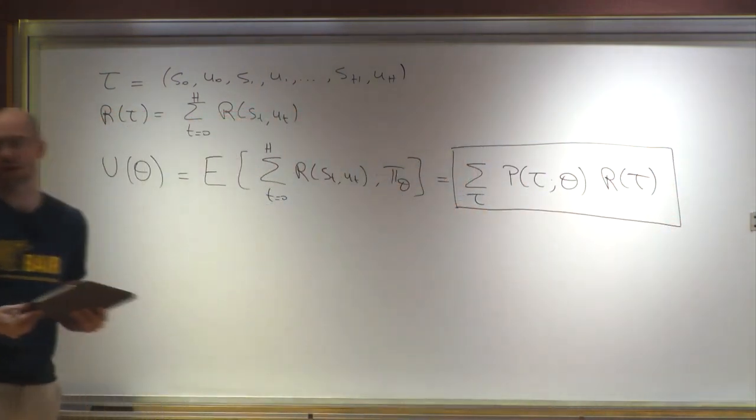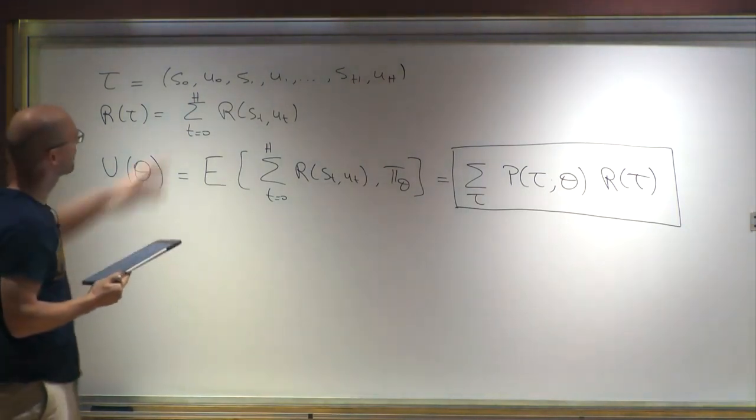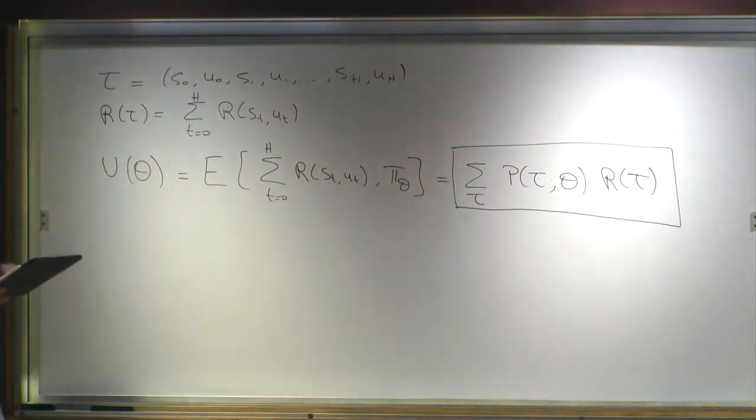Now, realize it's hiding a little bit of structure. I'm hiding the fact that tau is really a sequence of states and actions. But for now, that'll be convenient, and later we'll bring that back. But we'll start with this abstraction.